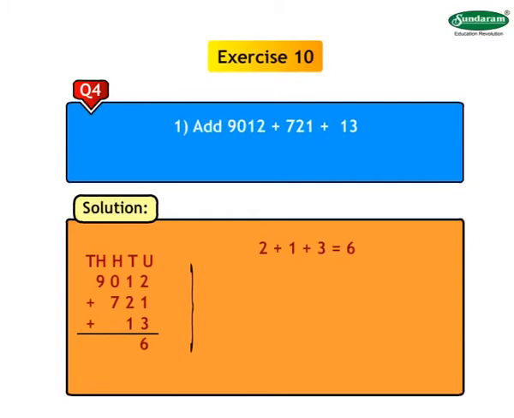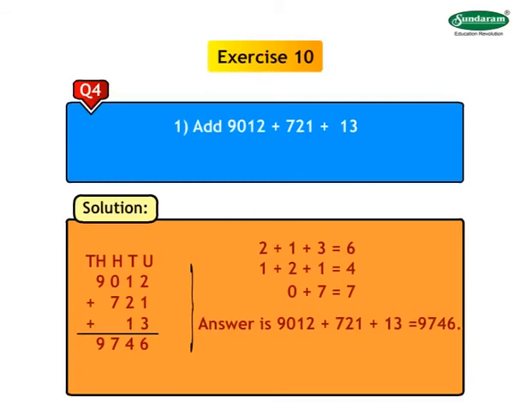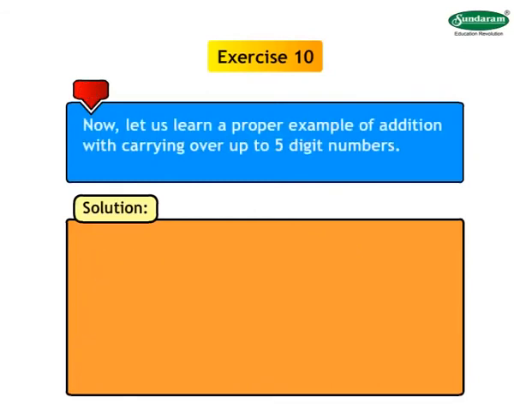Add digits in tens place of all numbers, that is 1 plus 2 plus 1 is equal to 4. Add hundreds place digits of the first two numbers, as the last number 13 does not have a hundreds place, that is 0 plus 7 is equal to 7. Write 7 in hundreds place column in answer box. Write 9 as it is in thousands place column because no other number has digit in thousands place. Thus, the answer is 9,012 plus 721 plus 13 is equal to 9,746.